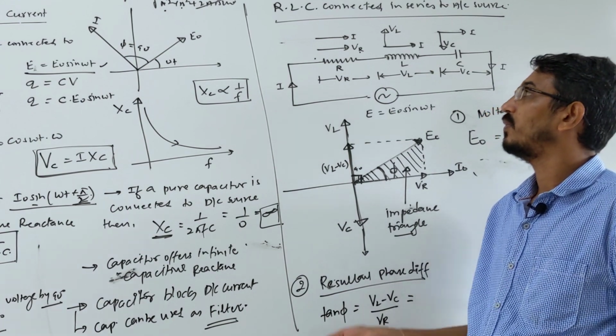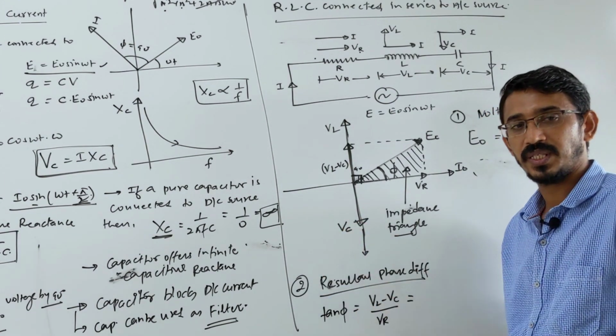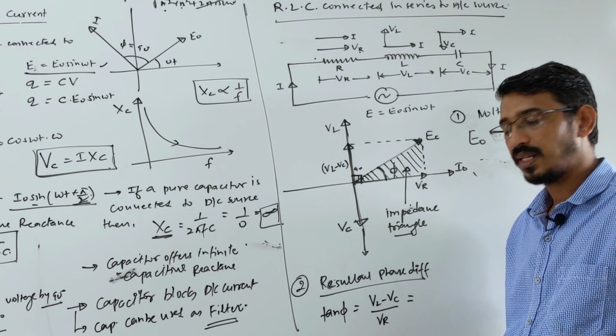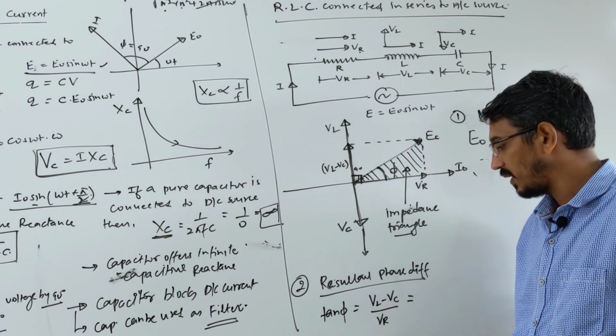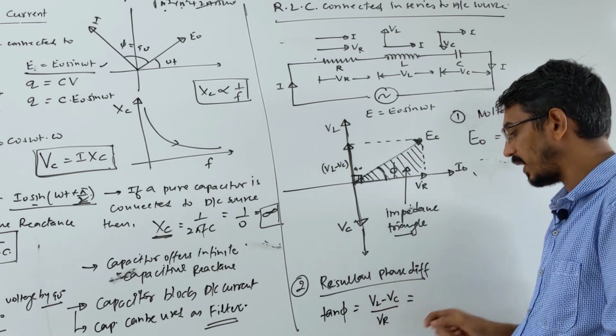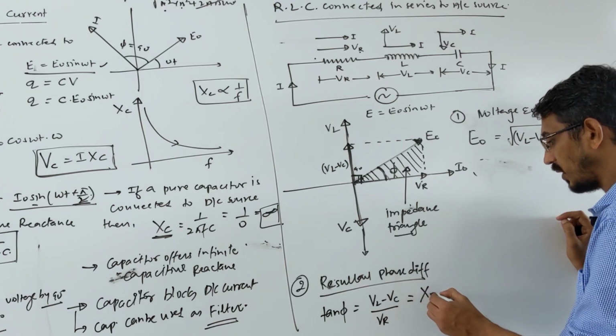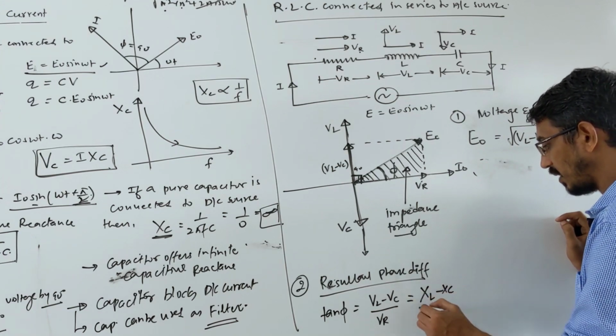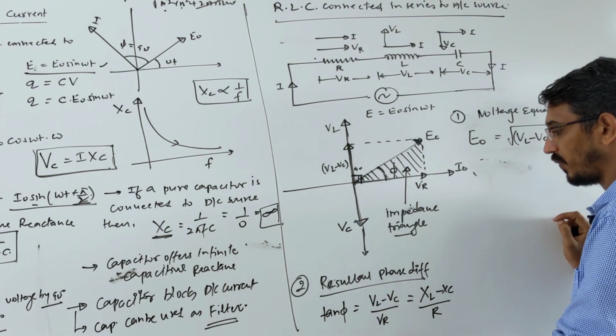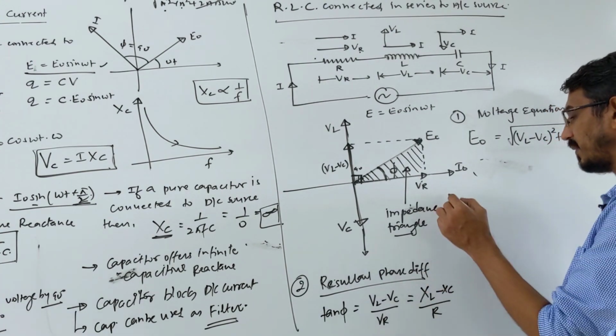What is voltage? Voltage is simply current into resistance. What is VL? I into XL. What is VC? I into XC. What is VR? I into R. So you can cancel I, and you can write in terms of these also: XL minus XC by R. That is also your resultant phase difference, right?